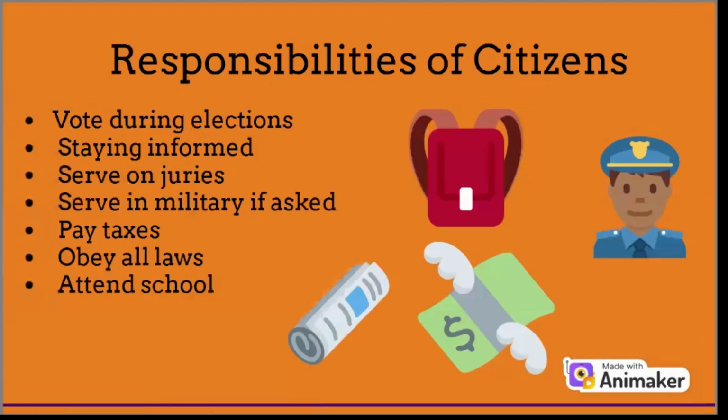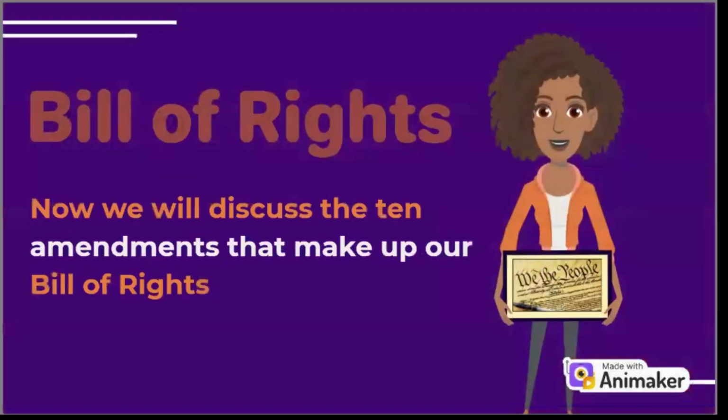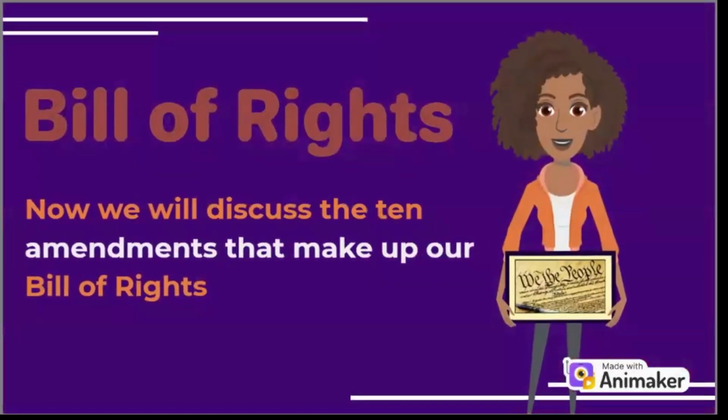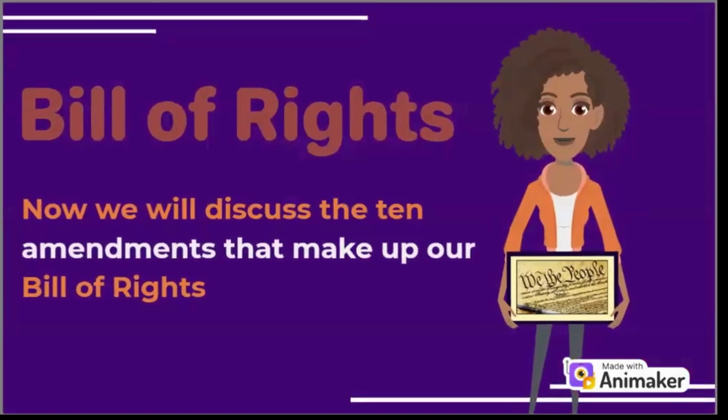As citizens of the United States, we each have responsibilities. These include: vote during elections, staying informed, serve on juries, serve in military if asked, pay taxes, obey all laws, and attend school. Now we will discuss the 10 amendments that make up our Bill of Rights, and techniques to help you remember them.